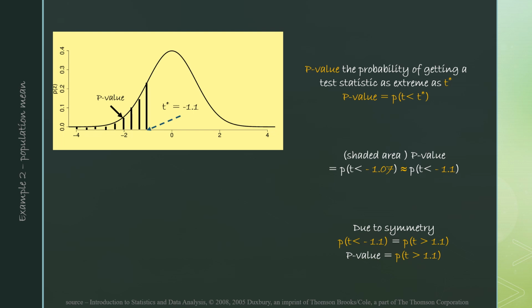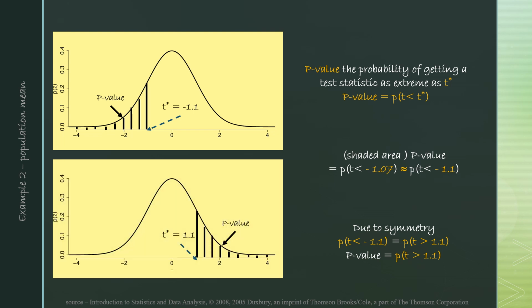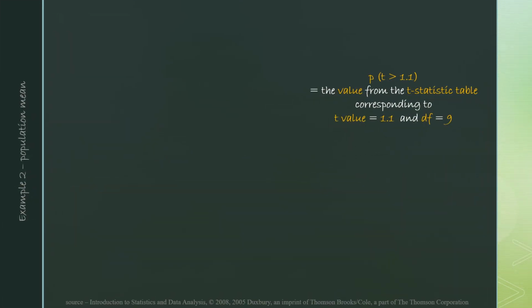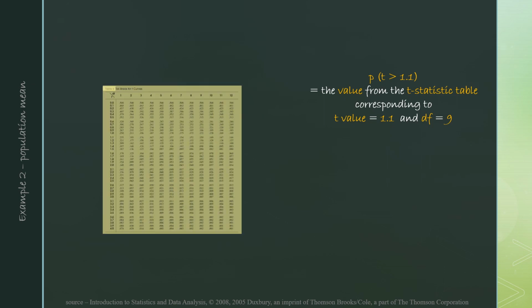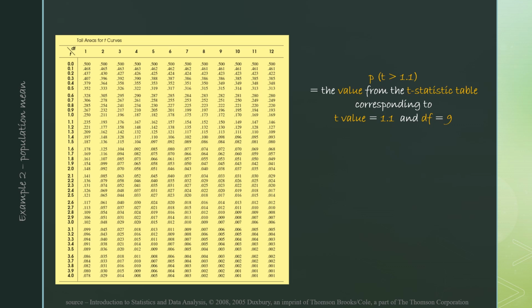Due to symmetry, the probability of t taking a value less than minus 1.1 equals the probability of t taking a value greater than 1.1. Therefore, p-value equals the probability of t taking a value greater than 1.1, which equals the value from the t-statistic table corresponding to t-value 1.1 and df 9. That said, p-value equals 0.15.